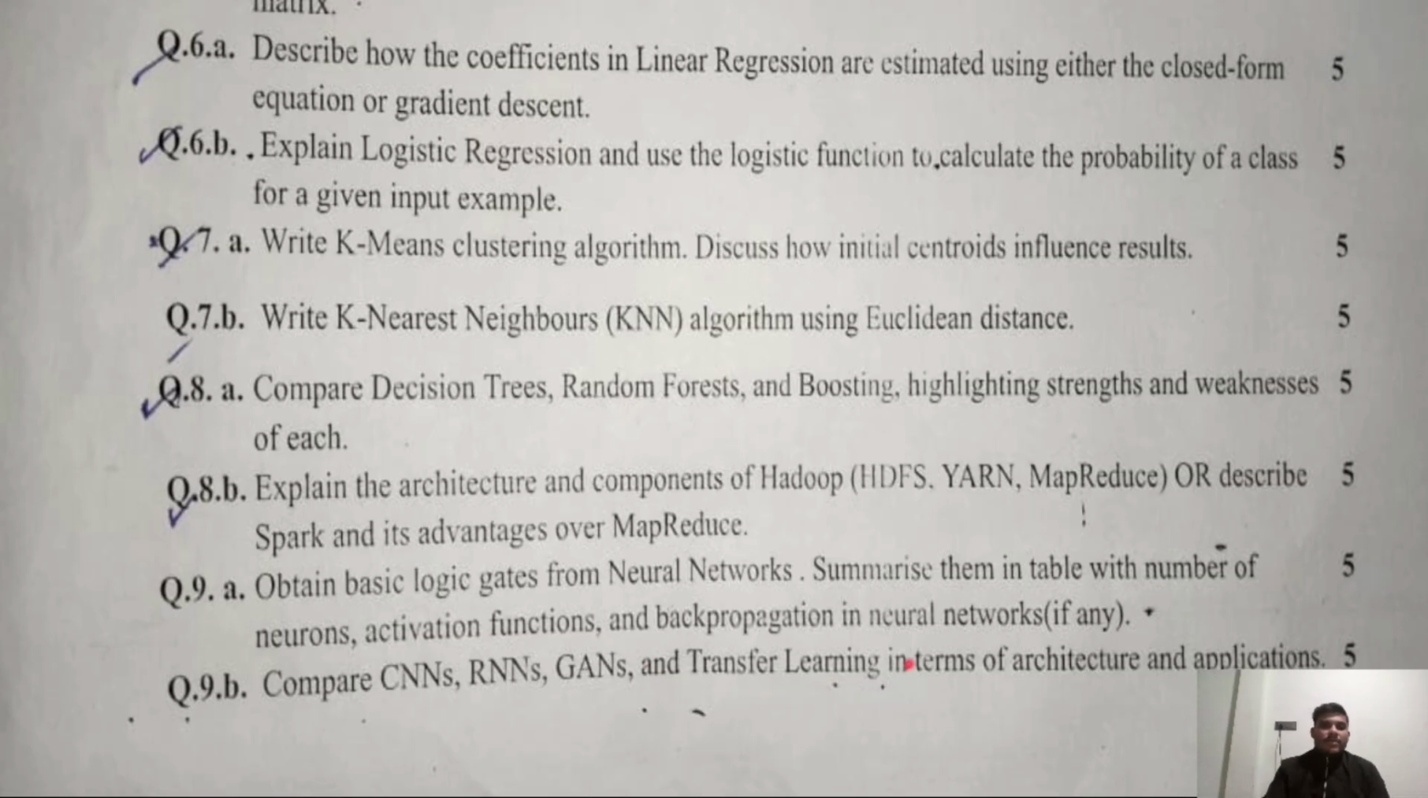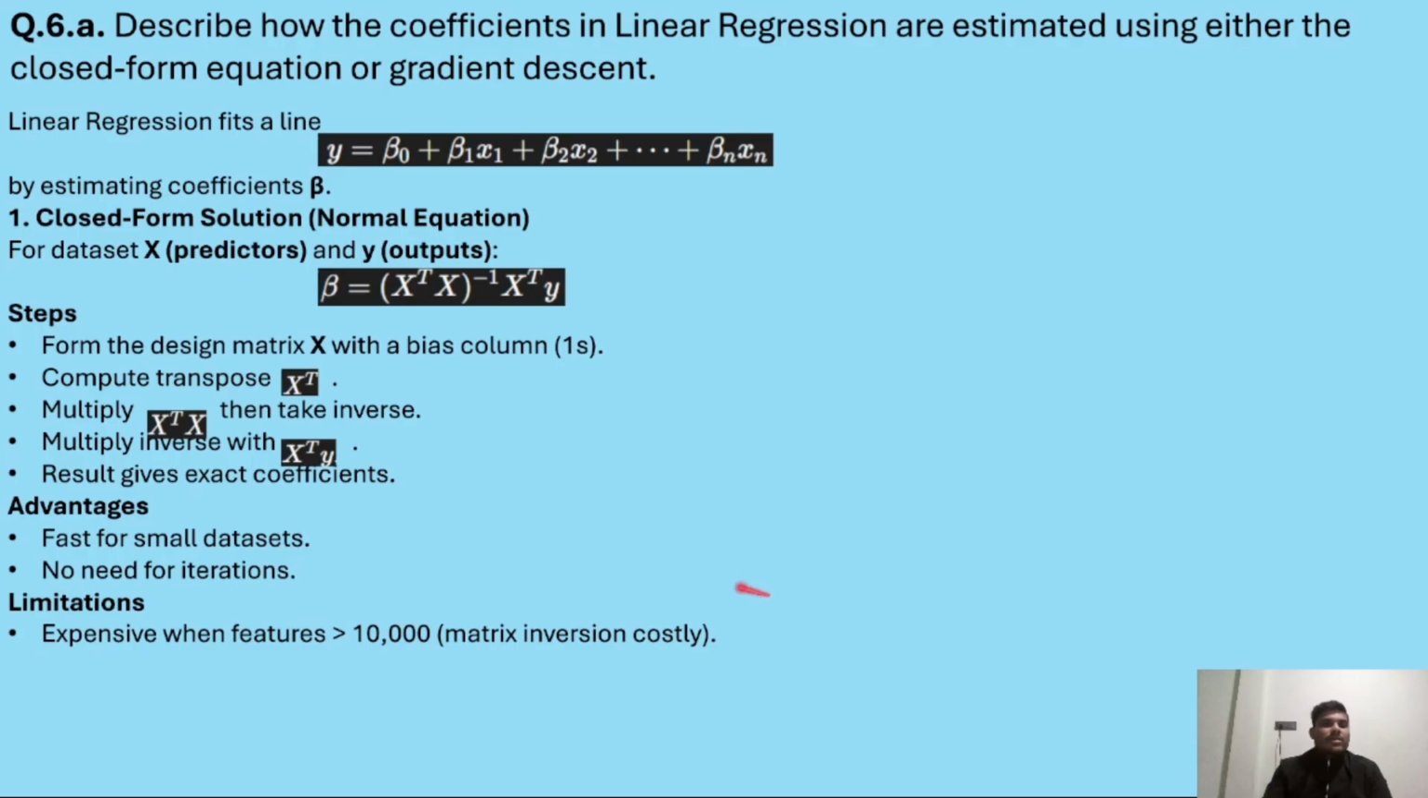Here is the exam paper and the remaining questions which were left in the previous video. Now the first question is question number 6, part A. Describe how the coefficients in linear regression are estimated using either the closed form equation or gradient descent.